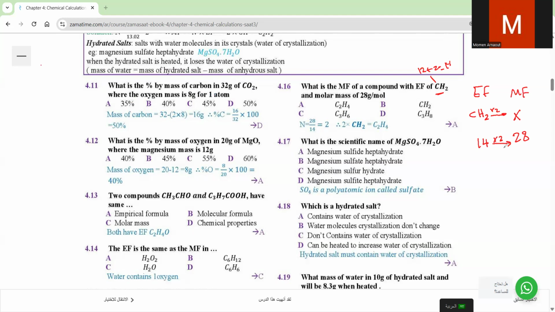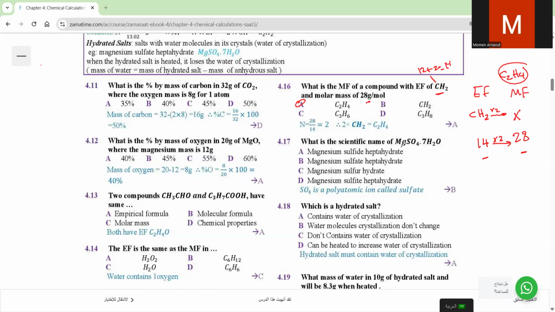It gives me the information that the molecular formula is 2 times the empirical formula. Why? Because the mass of the molecular is double the mass of the empirical. So what will be the molecular formula? C2H4, exactly. You can make sure. C2 means 12 times 2 and H4, so it will give you 28. So the answer is A.